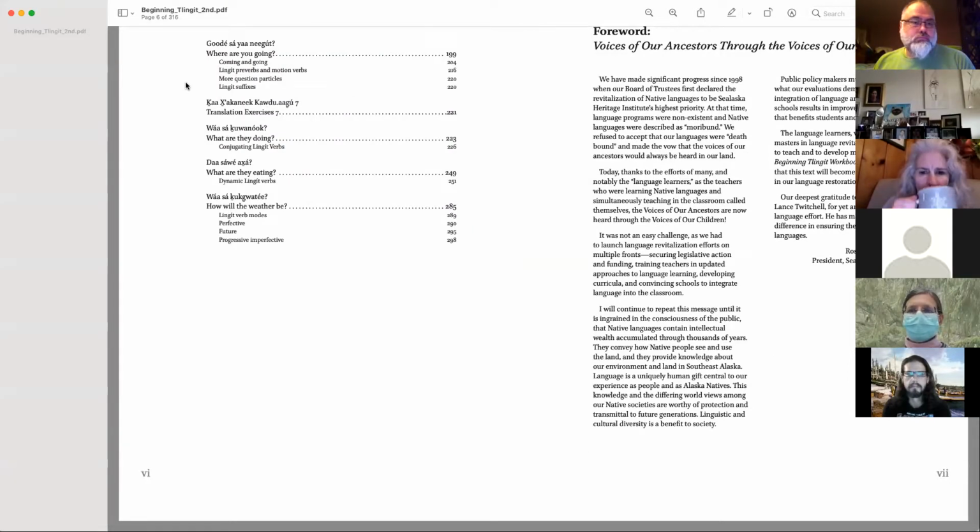Then we get into coming and going. Just some real basic forms. Going to the store, coming from the store, going home, coming from home. You're doing it, I'm doing it, they're doing it. The beginning of the workbook really focuses a lot on 1, 2, 3.